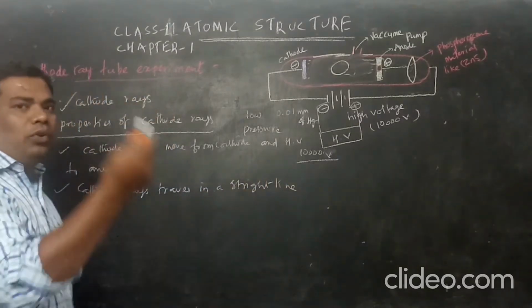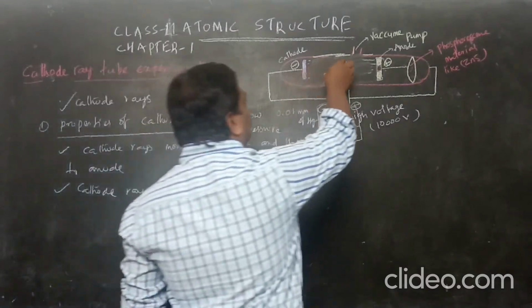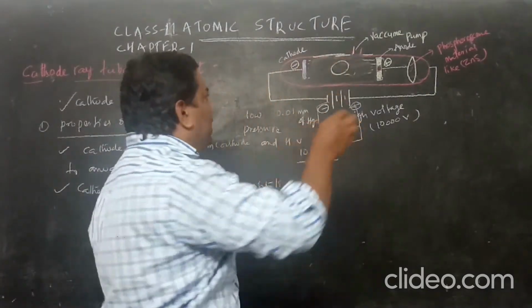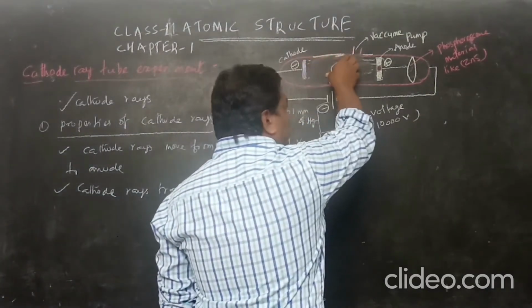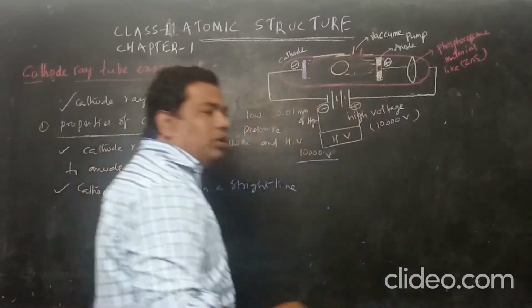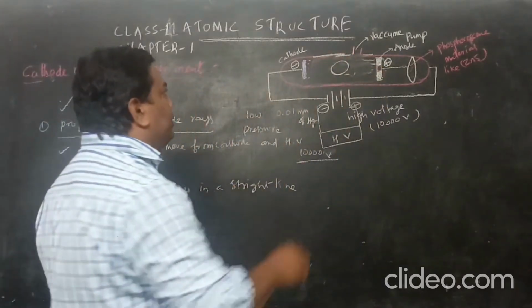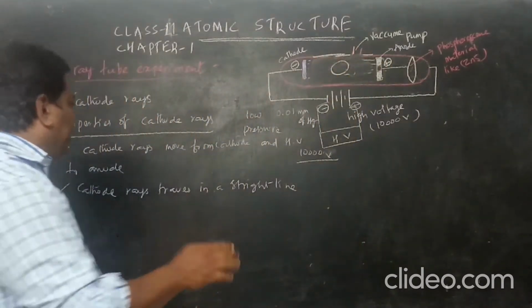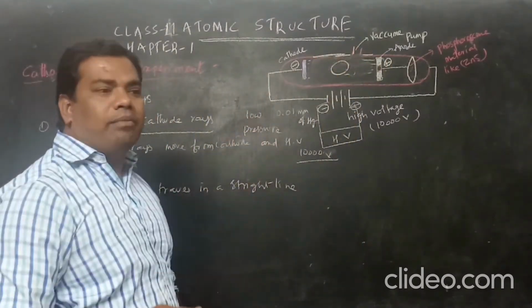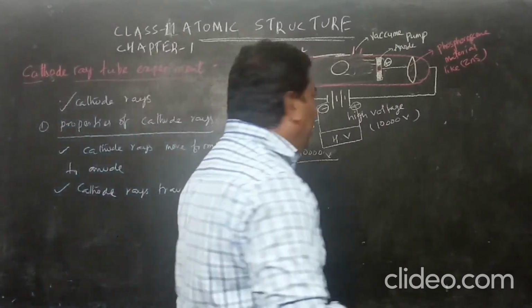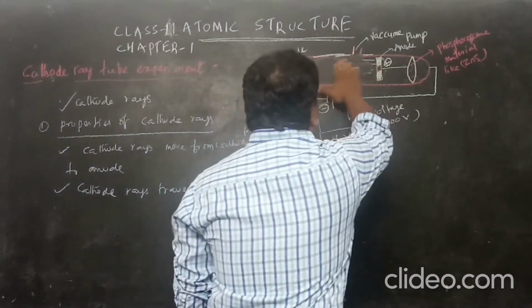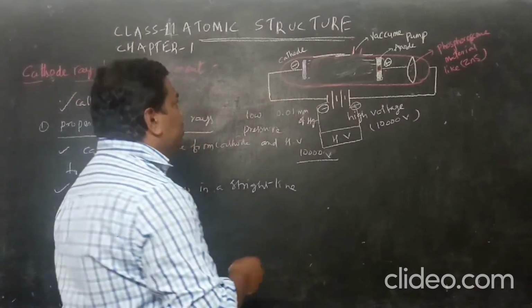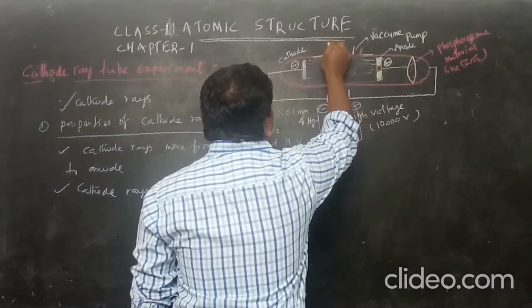So here we can place any solid object in the path of the cathode rays, and we can get the shadow of the solid objects. That indicates that the cathode rays travel in a straight line. Okay, clear, students? Right. Then we can place, when an electric field is applied.